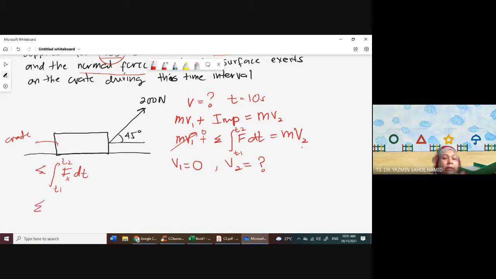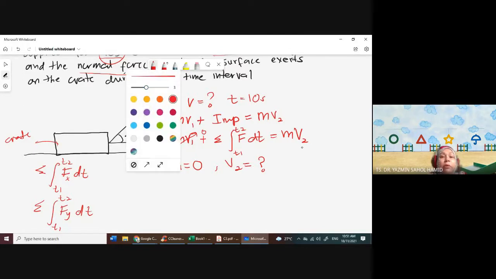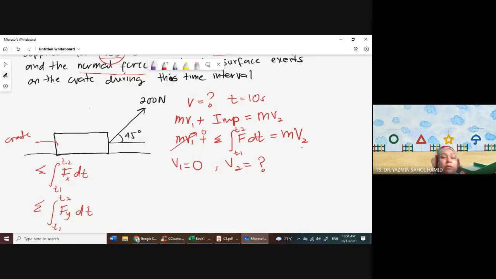or in the y direction. You cannot put all the forces in x and y in one equation. It doesn't make sense. Understand? It must be in the same direction. But before that we need to do what? We need to draw the free body diagram, right? So let's draw the free body diagram.